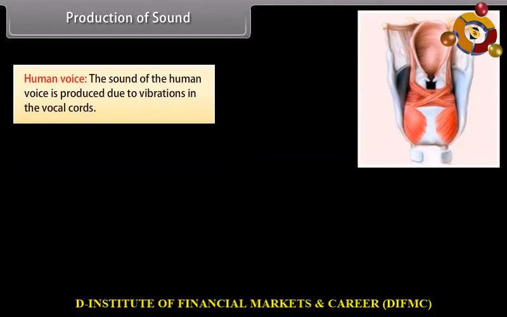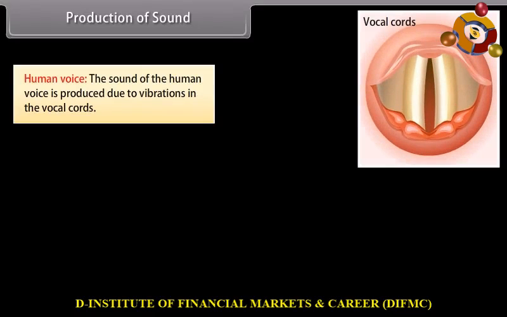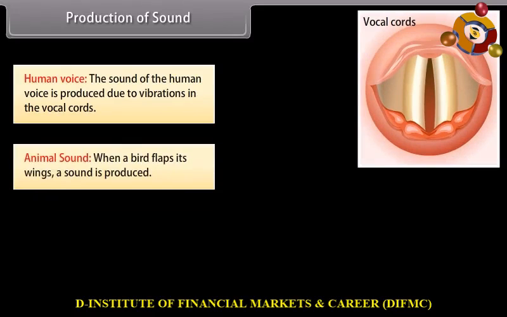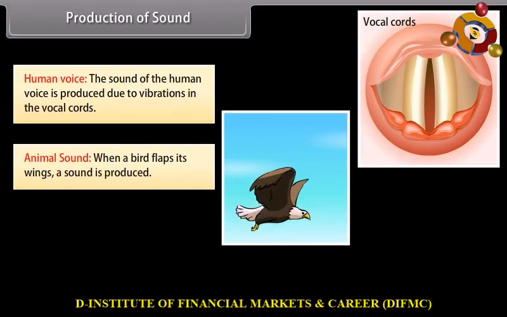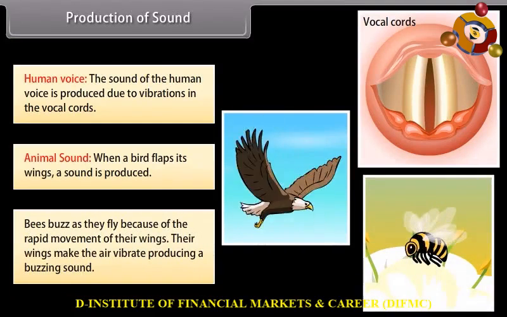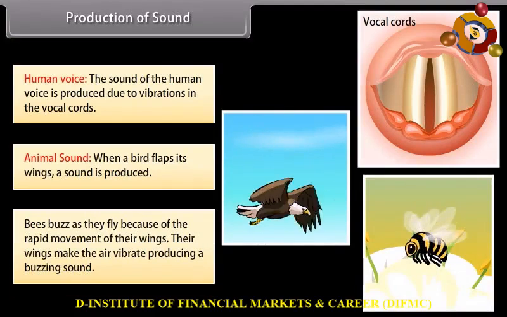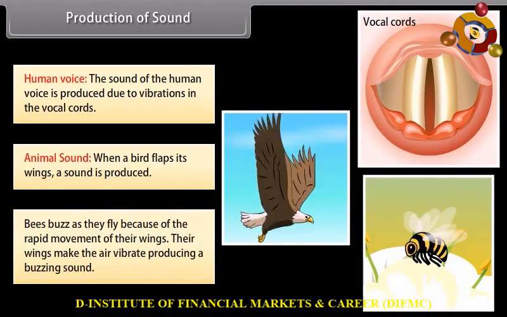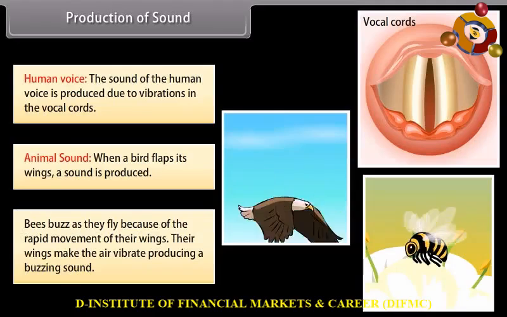Human voice. The sound of the human voice is produced due to vibrations in the vocal cords. Animal sound. When a bird flaps its wings, a sound is produced. Bees buzz as they fly because of the rapid movement of their wings. Their wings make the air vibrate, producing a buzzing sound.